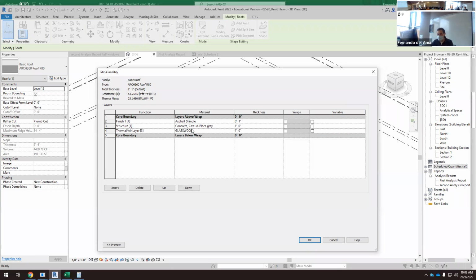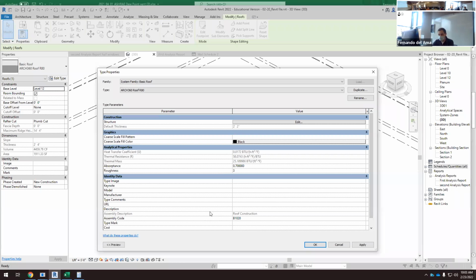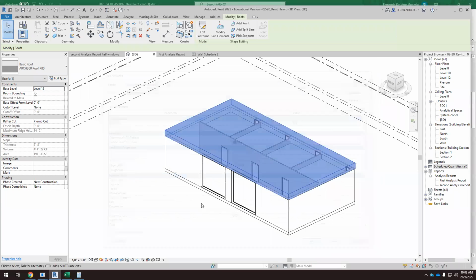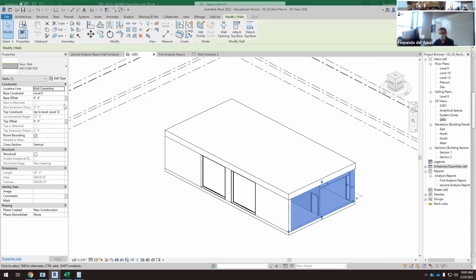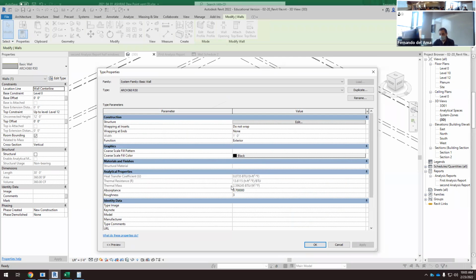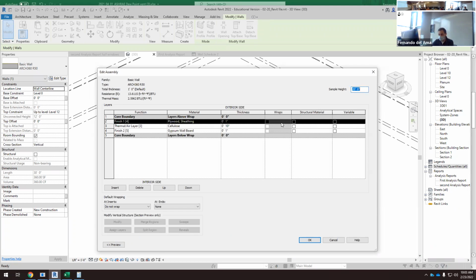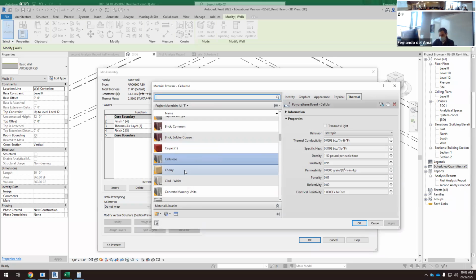Edit type. So this glass wool can be 1 and 1. Now it's 58 and the other one is 57. Okay, that's fine. What about the walls? For this wall type, I edit type, and the R value, well, this R value is just 13. It's very low because, well, I have 3. Let's change this detail to glass wool.